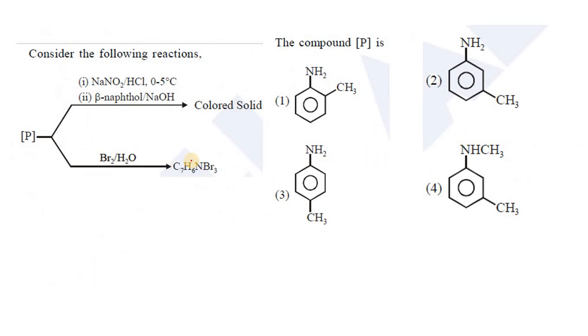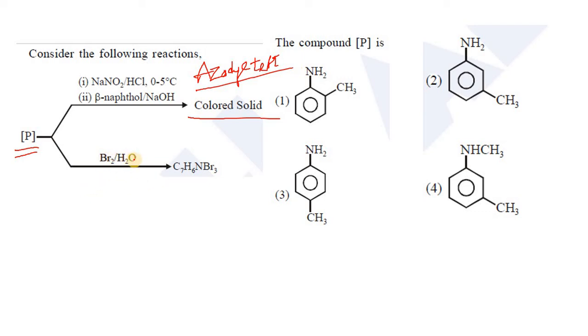Consider the following reactions. Okay. P, when it is treated with sodium nitrite, NaNO2 HCl at 0 to 5 degrees centigrade, and beta naphthol dissolved in sodium hydroxide, there is a formation of colored solid. Okay, this one is azo dye test, which is used for the identification of aromatic primary amines.